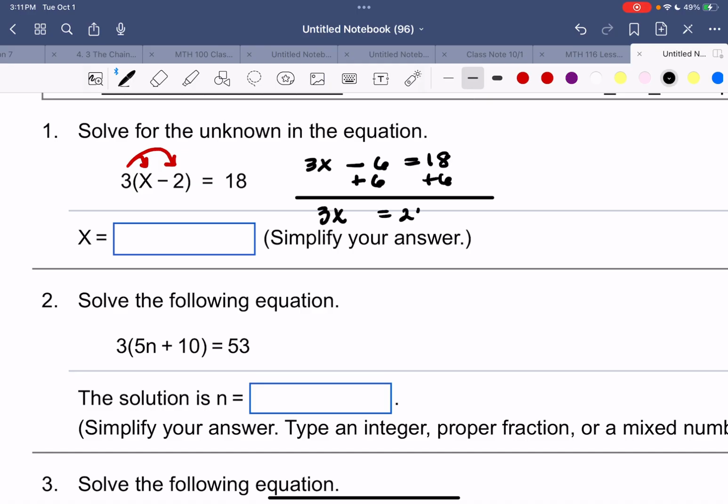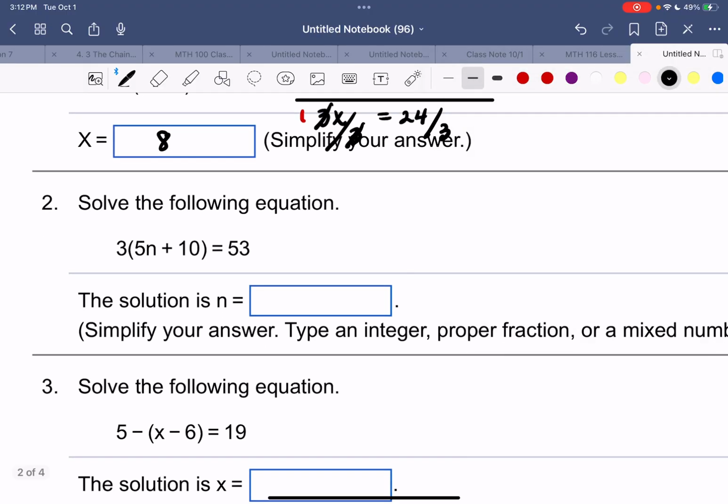3x is 24. x is being multiplied, so I'm going to divide both sides by 3. 3 divided by 3 is a 1. I've got a 1x, or just a plain x. And 24 divided by 3 is 8. So not much new. Just go ahead and clear out those parentheses before you do anything else.